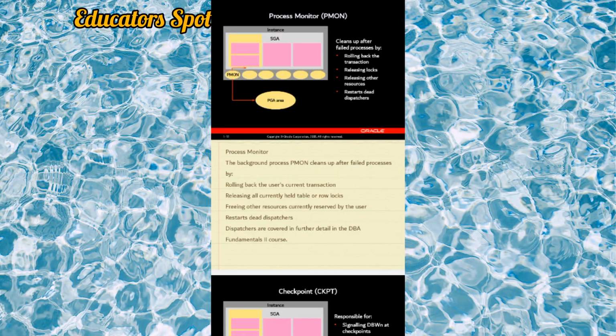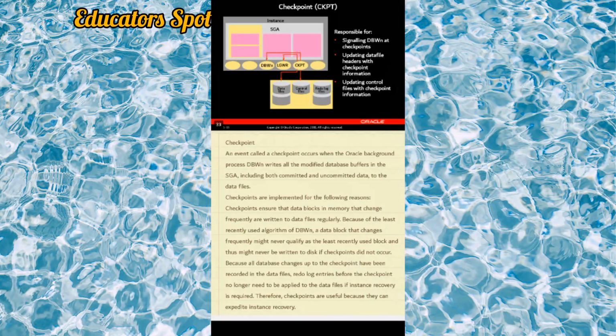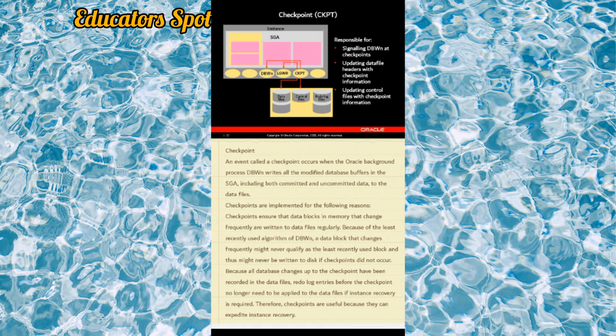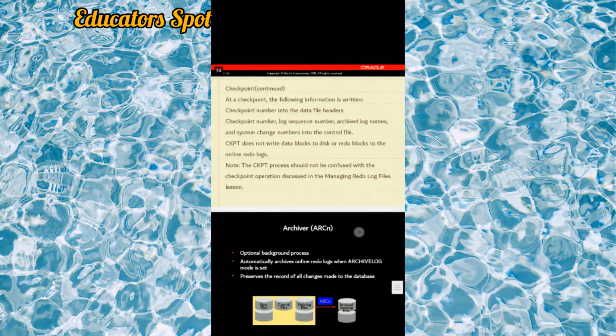Process monitoring, also known as PMON, does process recovery. If a user process fails, it rolls back the transaction, and the dispatcher communicates with the system when the system crashes. It also restarts the dispatcher. It is also used for releasing other resources and locks, and rolling back the transaction. The checkpoint provides signals to the DB writer and log writer to start the writing process, so it occurs when we commit. It updates the control files and the data file headers with the checkpoint information.